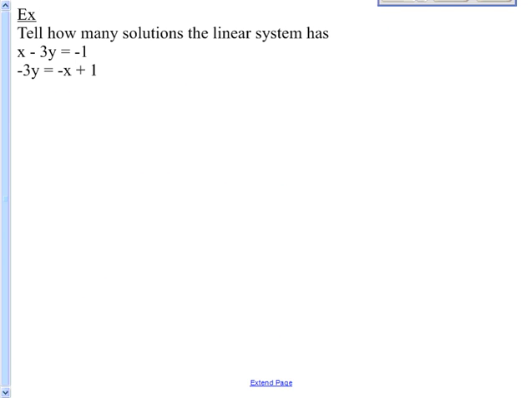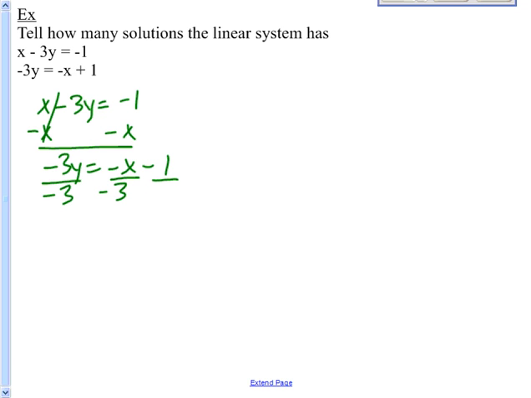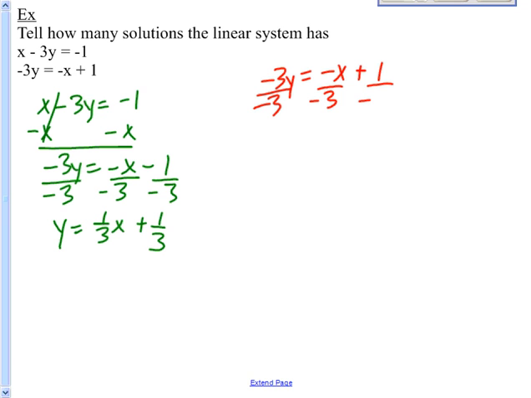Tell how many solutions this linear system has. x minus 3y equals 1. So let's take this one, x minus 3y equals negative 1. Let's solve that for y. Okay, so I got that one. Let's go ahead and look at this. What would this other one be? Looking at these thinking, oh, these are kind of similar here. Divide by negative 3. Got 1/3 x, but this time positive over negative, minus 1/3.